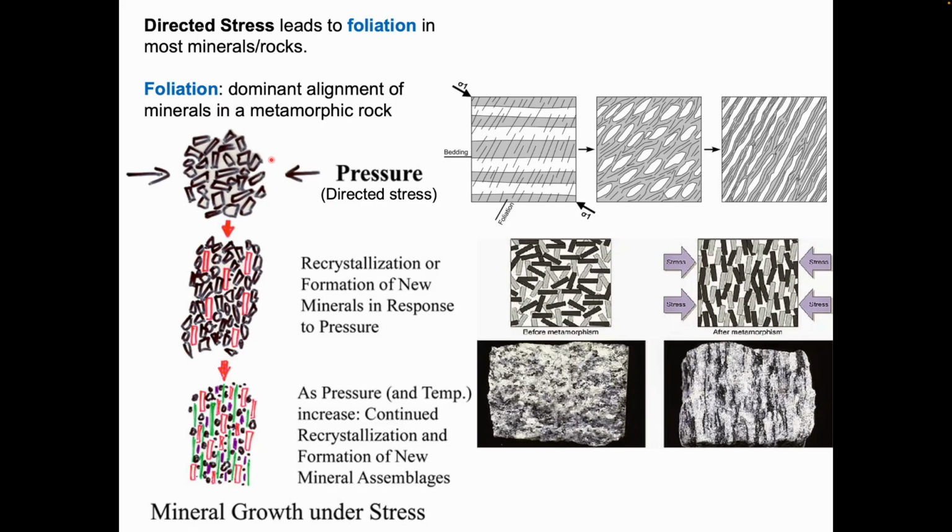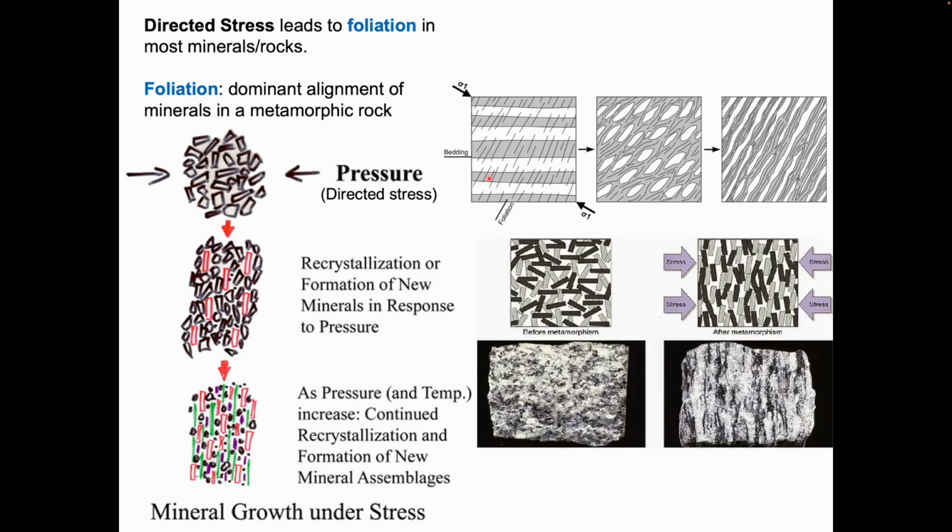So let's start on the left here. When we have pressure, a directed stress that has a dominant force direction, the mineral grains in that rock will want to recrystallize or form new minerals in response to pressure. As pressure and temperature increase, continued recrystallization and formation of new mineral assemblages occurs. This causes your minerals to grow along dominant planes that are perpendicular to the main direction of stress.